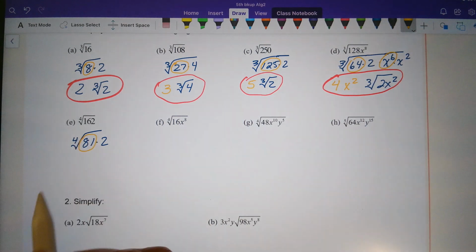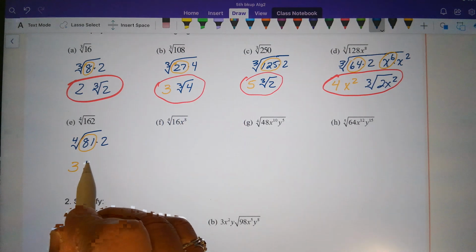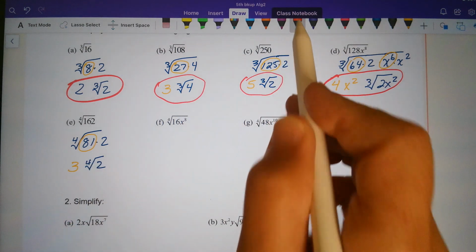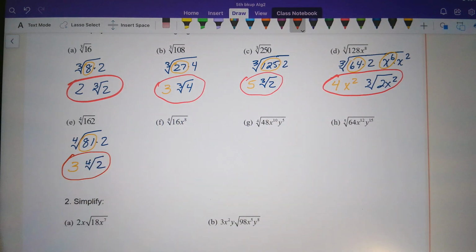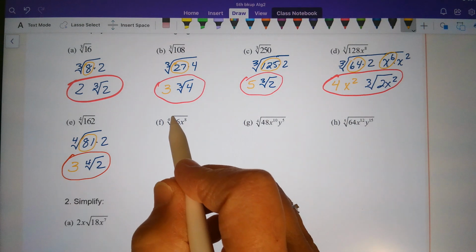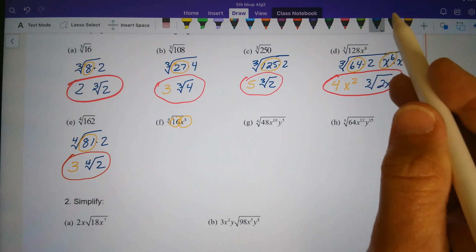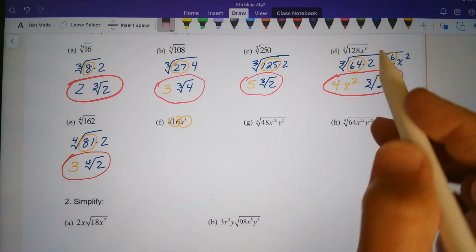The fourth root of 81 is 3. So 3 fourth root of 2. The fourth root of 16x to the 8th: well, these are both perfect factors. The fourth root of 16 is 2.